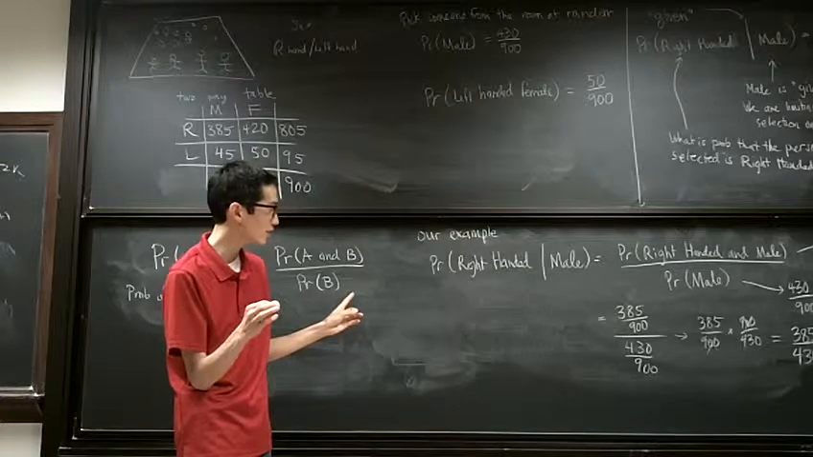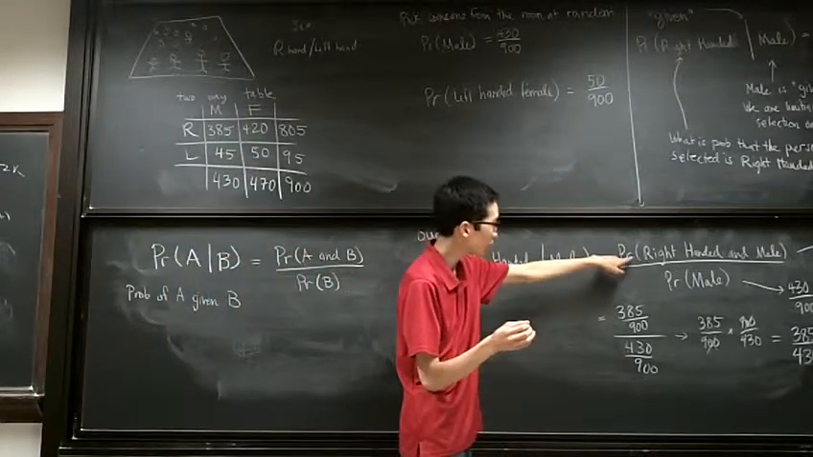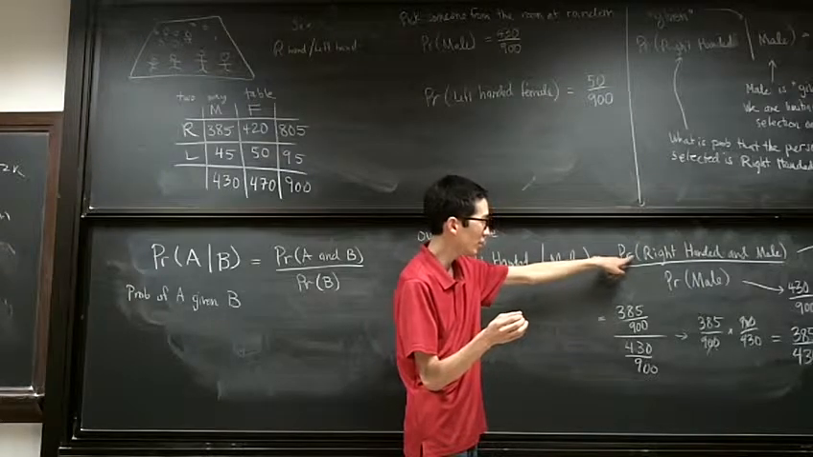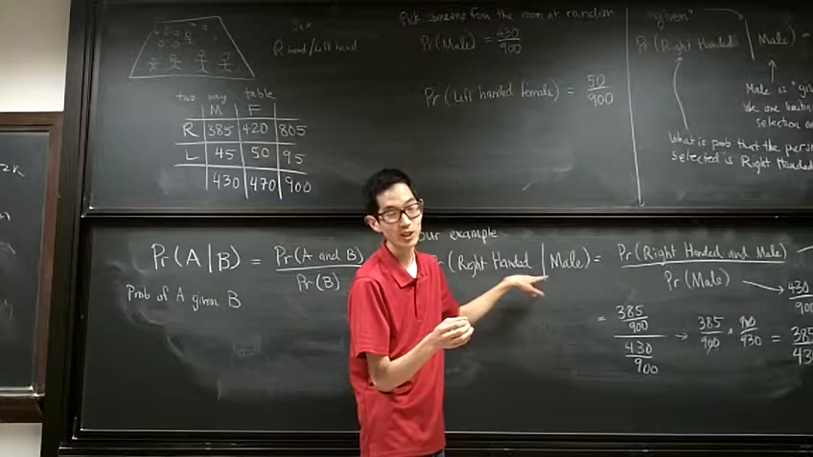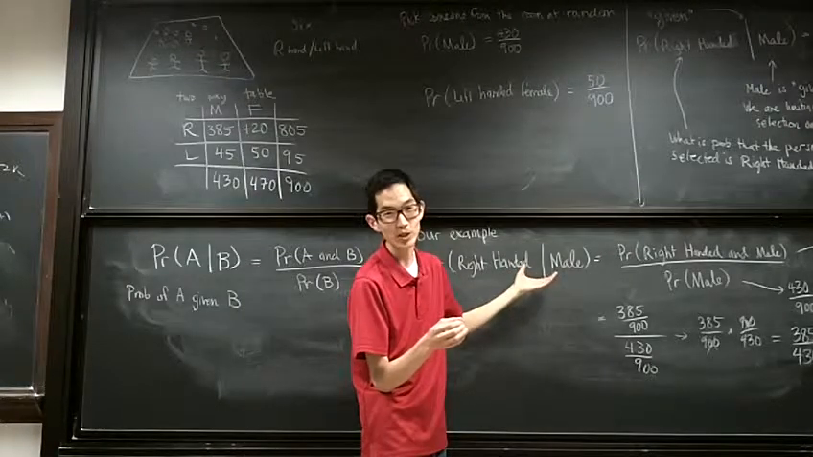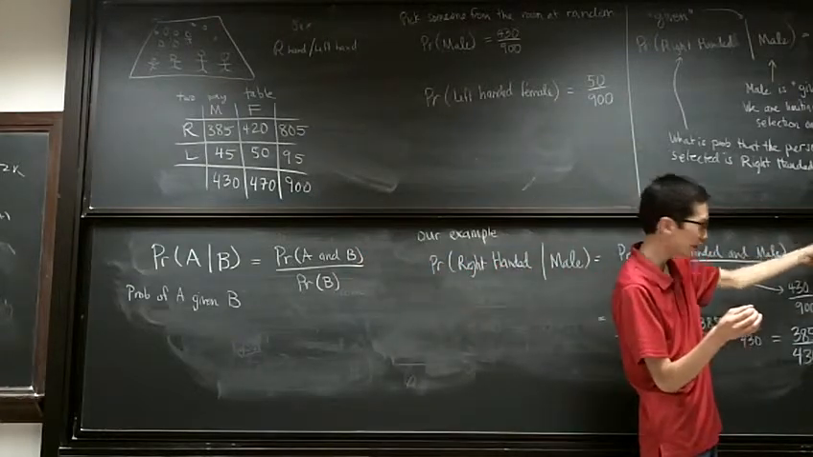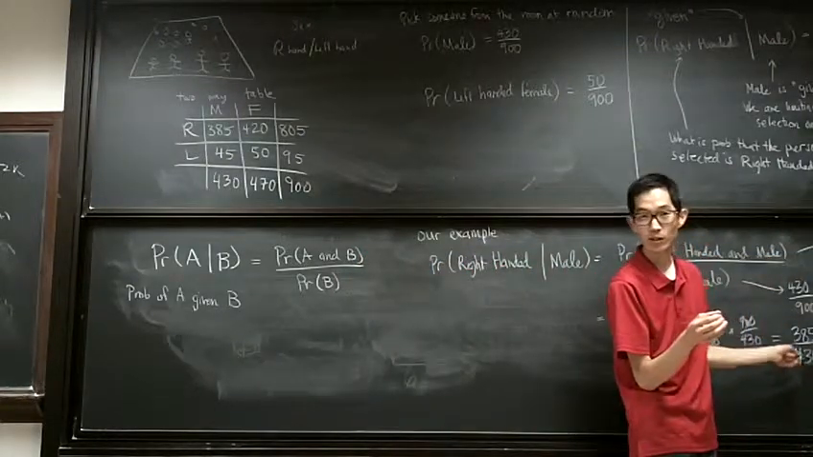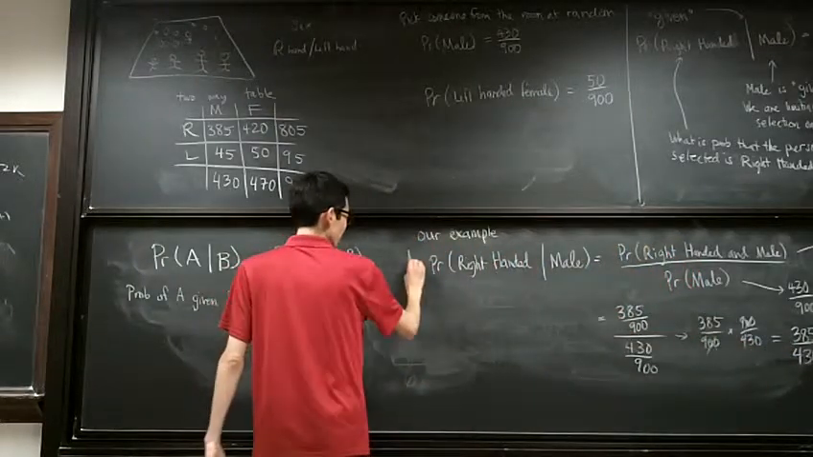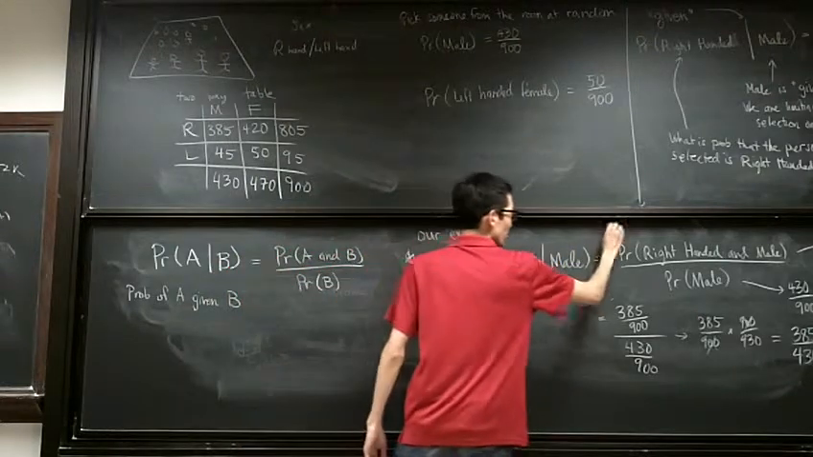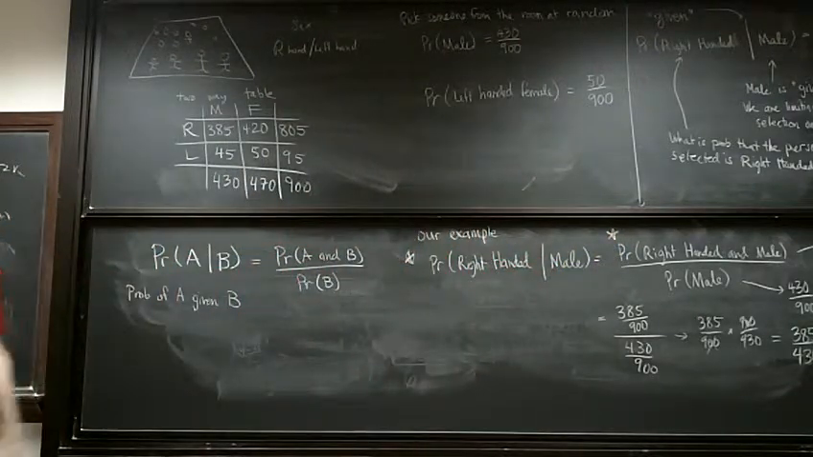If you need to highlight this in your notes, make sure you can distinguish between right-handed and male versus right-handed given male, because they sound similar, they look similar, but the answers are very different. This one's 385 out of 900, this one's 385 out of 430. Very different. So make sure you can tell the difference between this one and this one, because they are different.